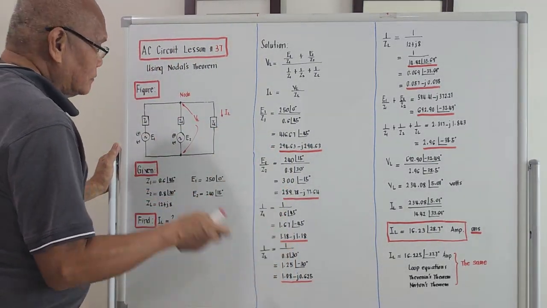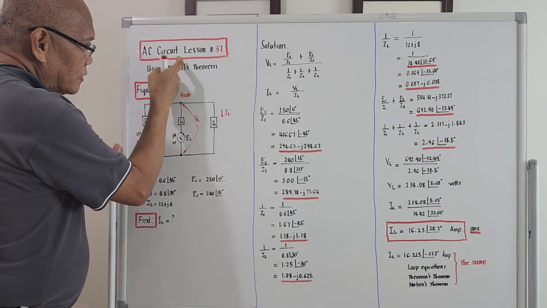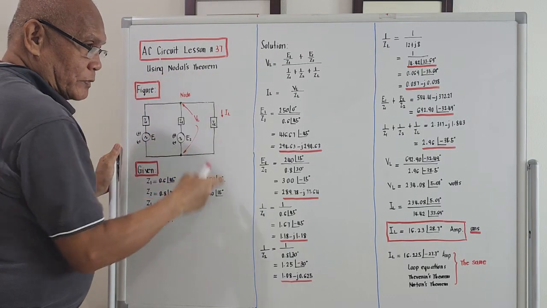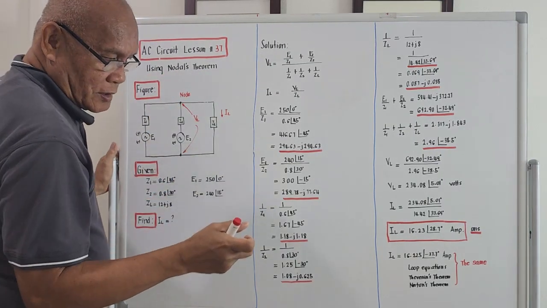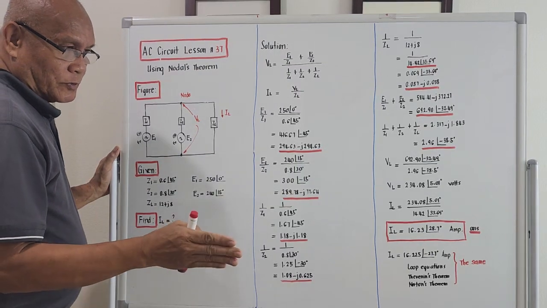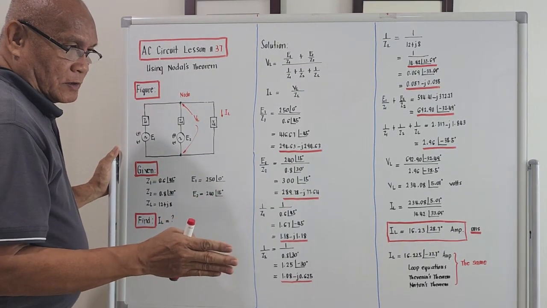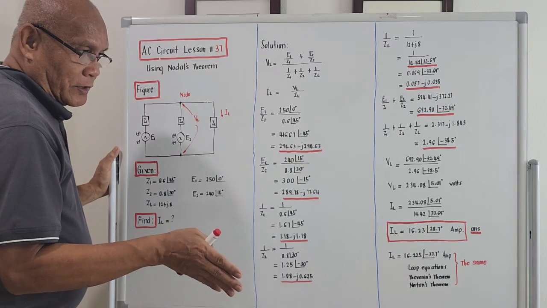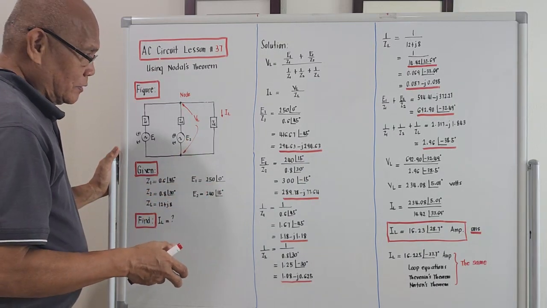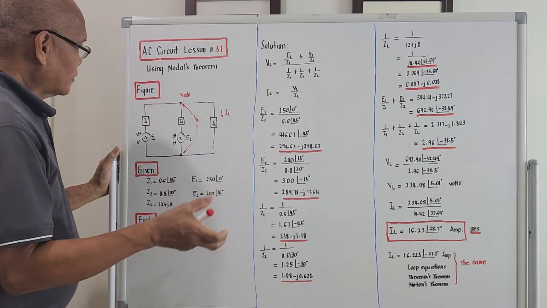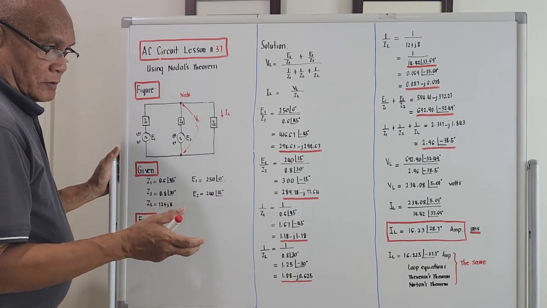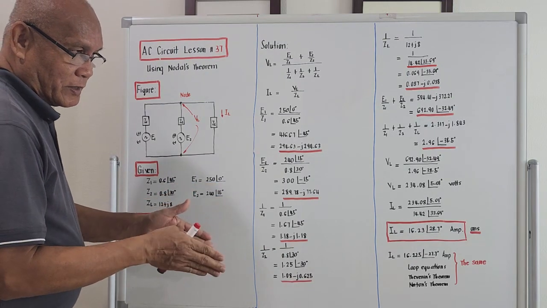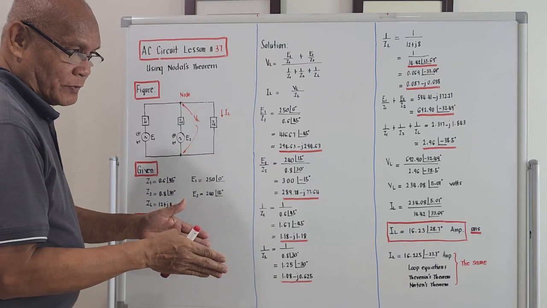Topic for tonight, alternating current circuit, lesson number 37, using Nodal's theorem. This topic will be a verification of the past lessons. So we will try to bring out the load current by using Nodal's theorem. Okay, I will try to give you the given problem. This was from the past three lessons, so I will be bringing the solution using Nodal's theorem.